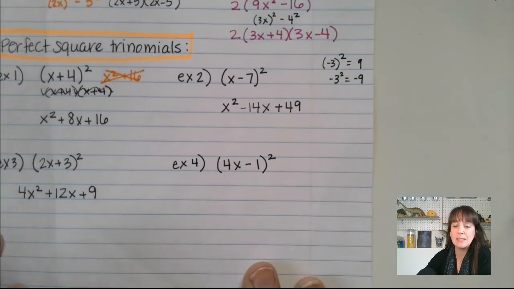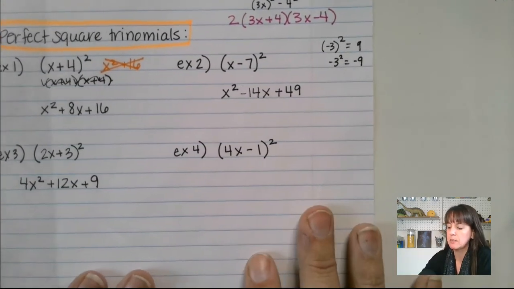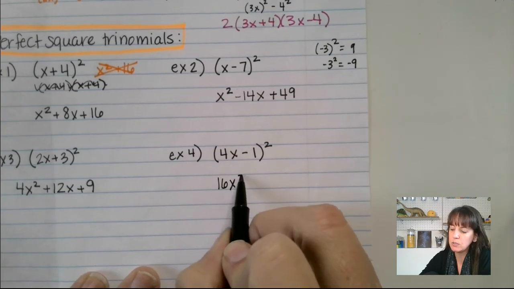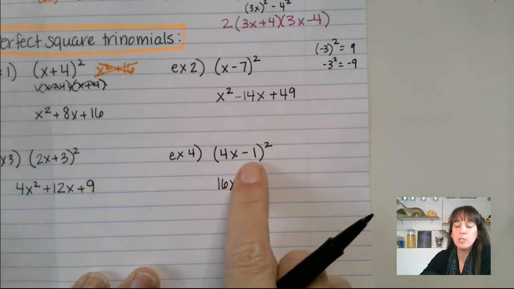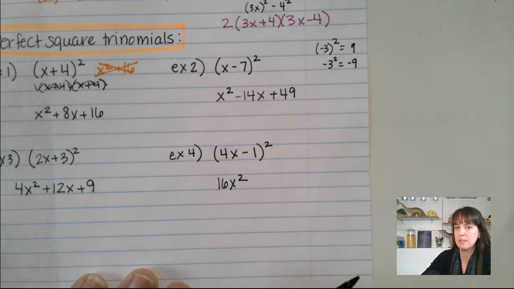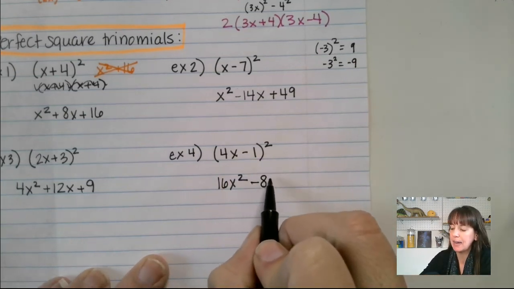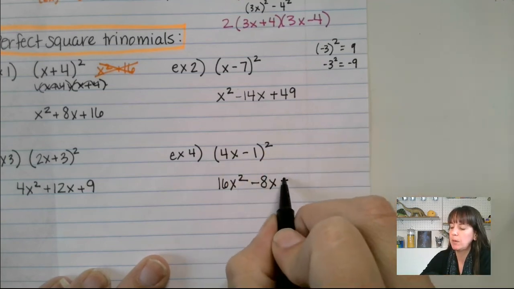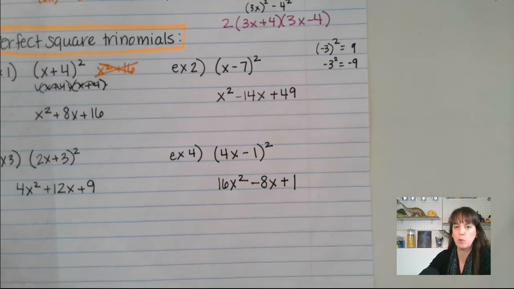All right, this one again is a minus, so you got to be cautious of this. We take this first one and we square it. So we get 16x squared. Then we multiply these two together. 4x times negative 1 is negative 4x. Double it, you get negative 8x. Now, we take quantity negative 1 squared, which is going to give us positive 1, and you have just FOILed that out. So that is the fast way to do those.